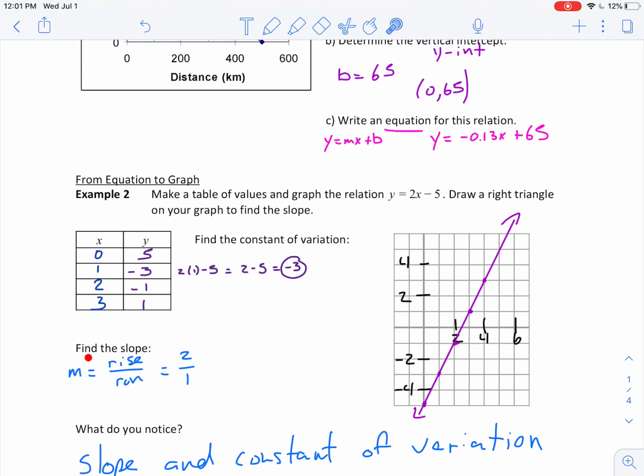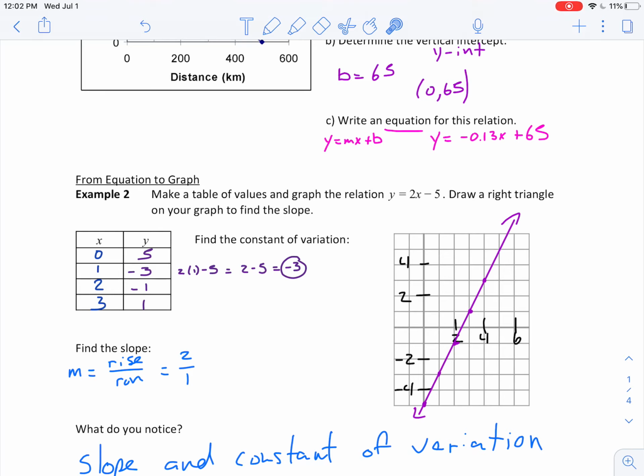Now I'm looking for the slope. The slope would be the rise over the run, right? So how much it changes going up and down over how much it goes left and right. Or if you remember from direct and partial variation, I'm looking for the dependent variable divided by the independent variable, right? So rise over run, or y over x.